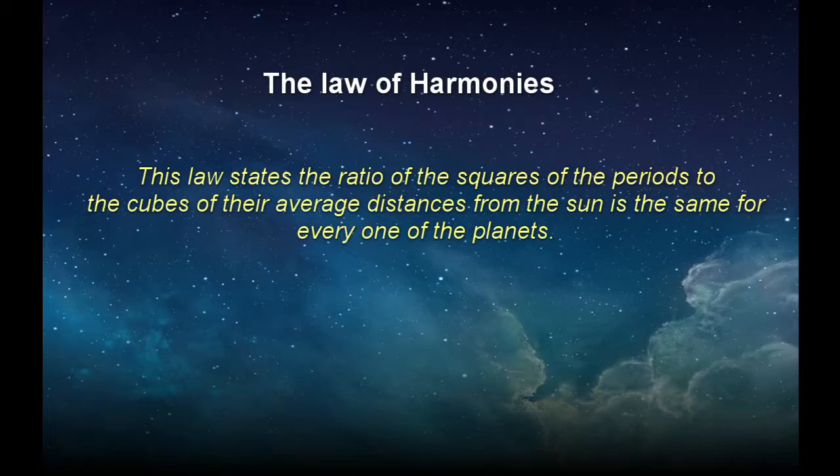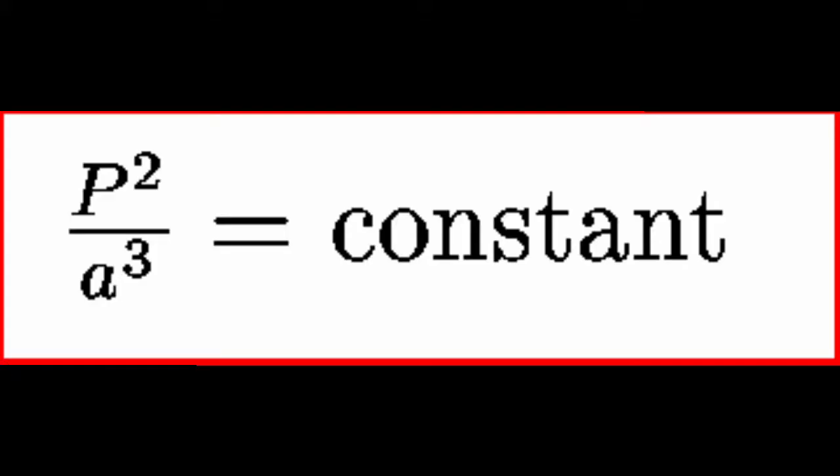Kepler's third and final law, the law of harmonies, compares the orbital speed and average radius of orbit of a planet. Unlike the last laws, this law makes a comparison against other planets. The law states that the ratio of the squares of the periods to the cubes of their average distances from the Sun, or the average radius, is the same for every one of the planets. In other words, the period squared is proportional to the radius cubed.